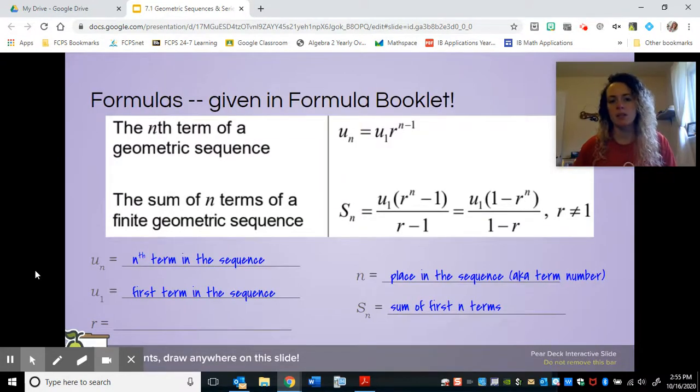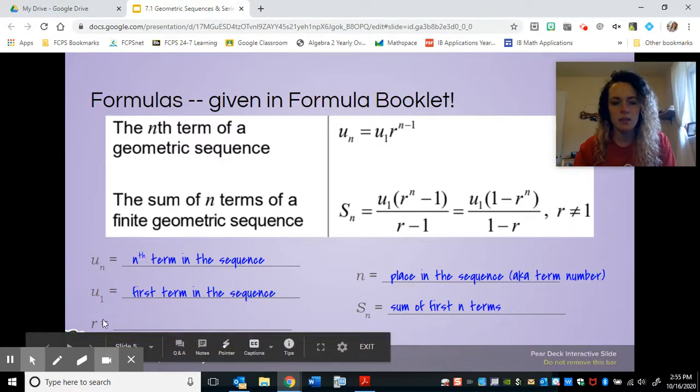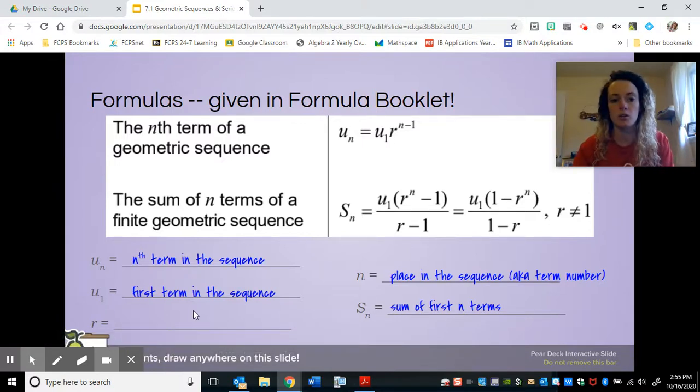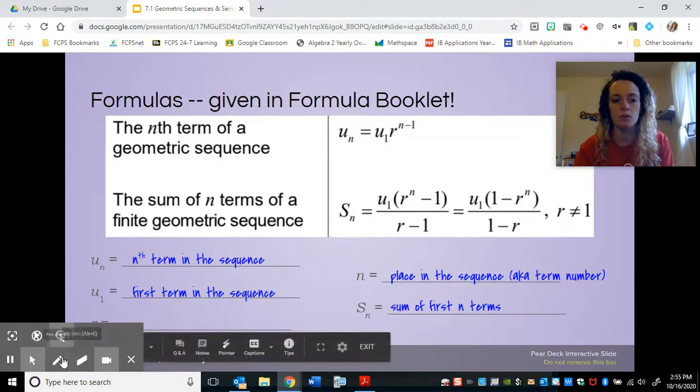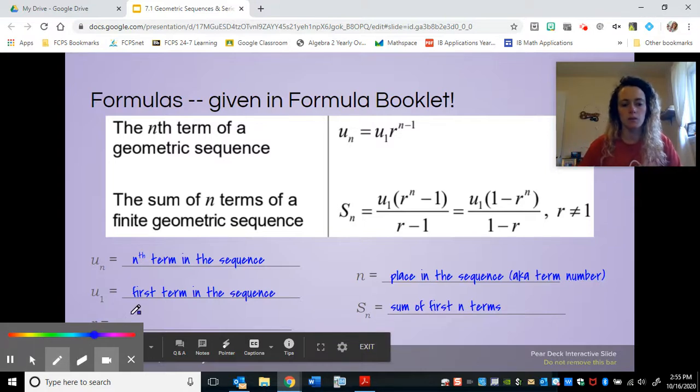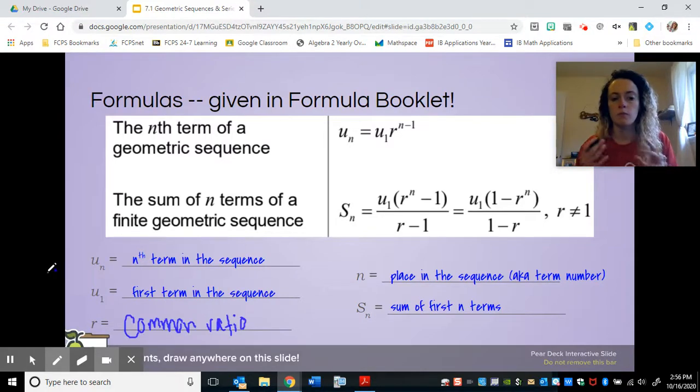So some formulas, again, taken right out of your formula booklet, so you don't have to worry about memorizing them at all. I have already put in the four things that we've already seen before. And then the last thing that we haven't officially talked about yet is that common ratio. So the r in all of those formulas is just your common ratio. And remember, that common ratio can be positive or negative, a whole number or a fraction or decimal.